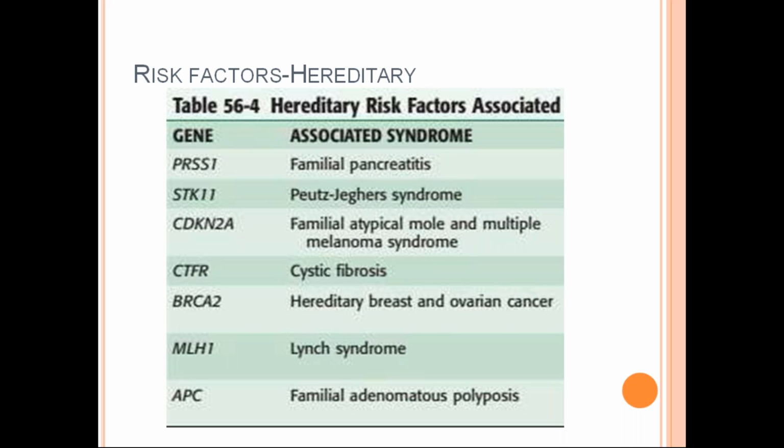Coming to hereditary factors. These are the genes and the associated syndromes, all associated with pancreatic carcinomas. PRSS1, that is familial pancreatitis. STK11, Peutz-Jeghers syndrome. CDKN2A, familial atypical mole and multiple melanoma syndrome. CFTR, you already know, cystic fibrosis. BRCA2, hereditary breast and ovarian cancer. MLH1, Lynch syndrome. APC, familial adenomatous polyposis colon syndrome. So these are all the hereditary risk factors for pancreatic carcinoma, apart from environmental risk factors.